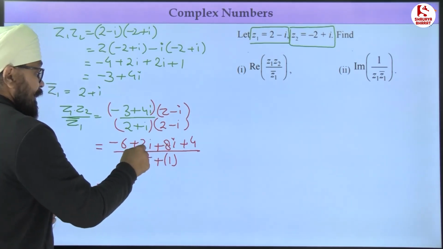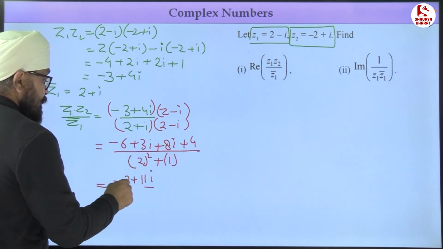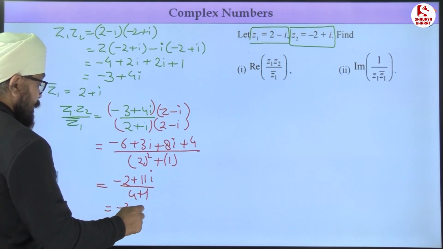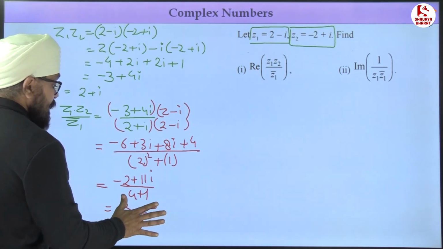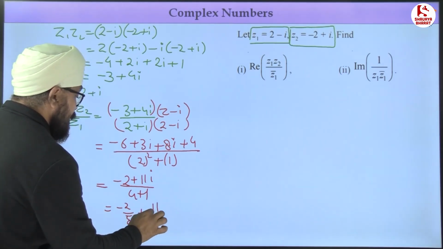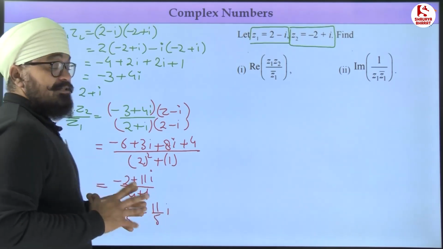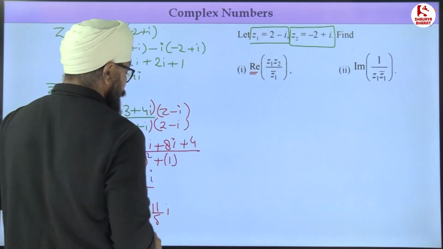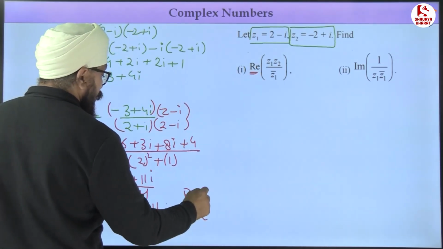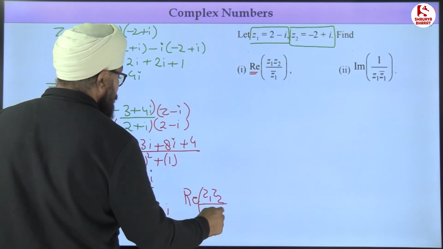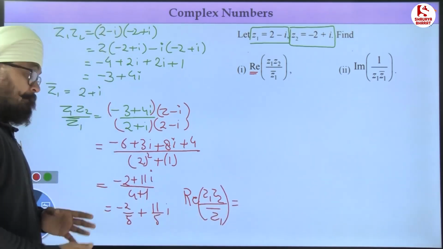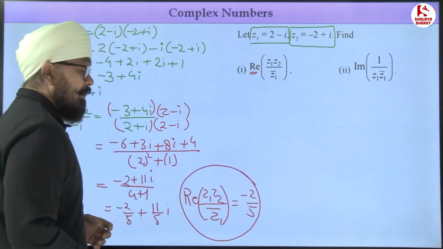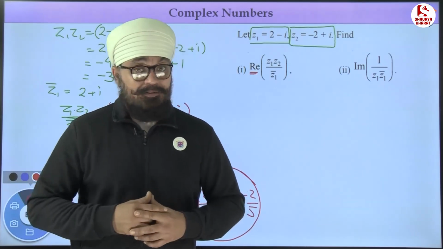This becomes 8, 9, 10, 11 iota. In the denominator, we have 4 plus 1, 5. So we are having minus 2 upon 5, and this is 11. So let me write here 11 upon 5 iota. So we have expressed the complex number in the form of a plus iota b, but they want only the real part. So real part of Z1, Z2 whole divided by Z1 conjugate will be, just take the real part, minus 2 upon 5. So this is how we can multiply a complex number, divide a complex number.